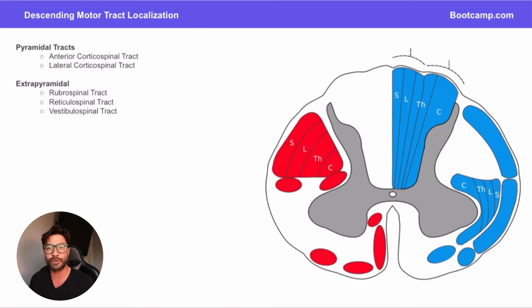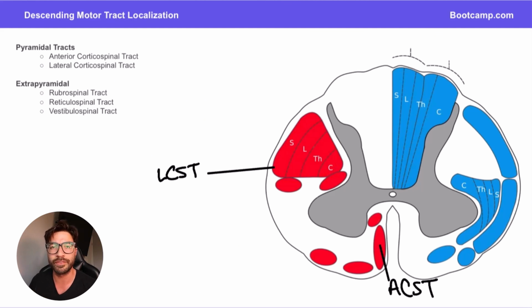And our anterior corticospinal, it's going to be the most anterior and the most medial. So it's going to be this structure right here. Again, anterior, and then this is the lateral corticospinal tract found right there. Now let's talk about some of the extrapyramidal tracts. We have our rubrospinal, our reticulospinal, and the reticulospinal is going to be divided into a medial and lateral, and then we have our vestibulospinal tract.